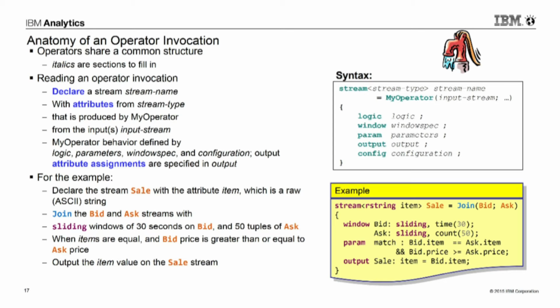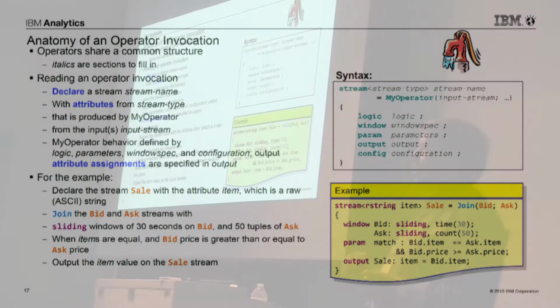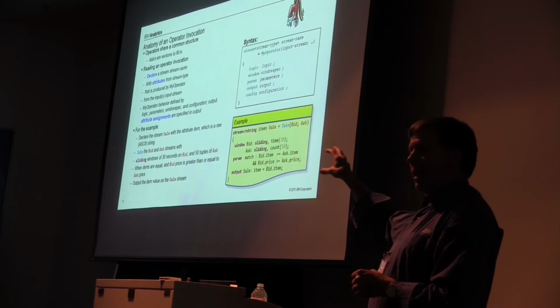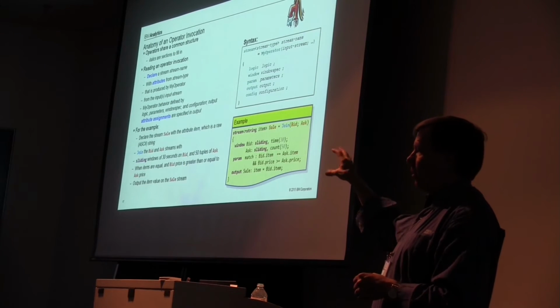And then parameters, you have ability to put some logic. I want to make sure that the item being asked for and the item being bid on to buy are the same item. They're both IBM stock. And I want to make sure that the price of bid is greater than or equal to the ask price. And then if those parameters happen, then output a record into this new stream called sale and get the data for item from the stream that came in called bid. So all of the operators in the language look like that. That's the format of what they look like.